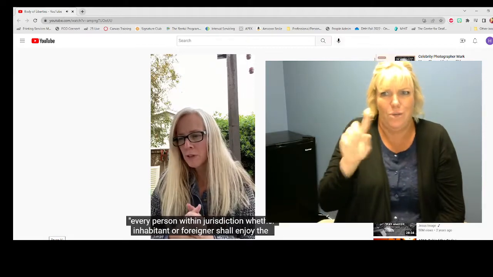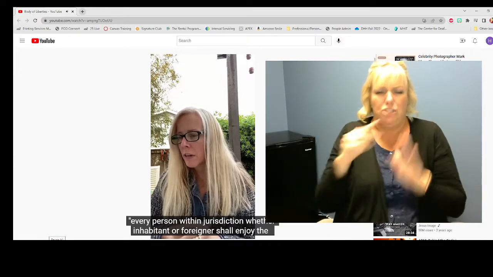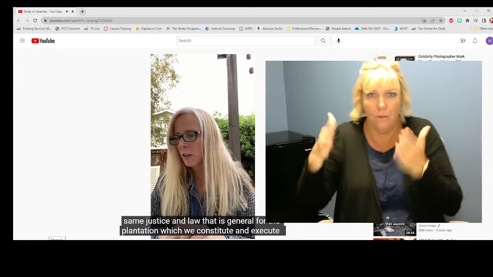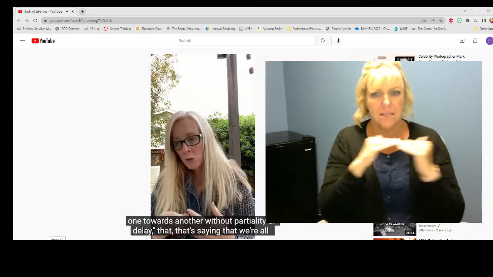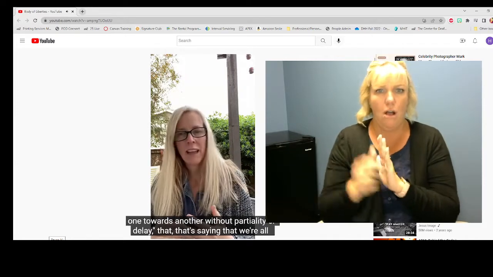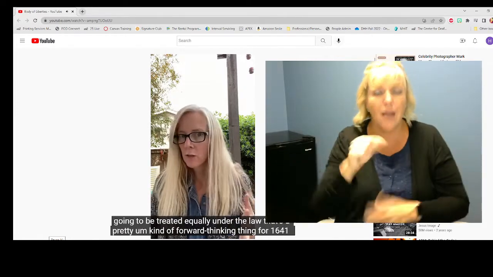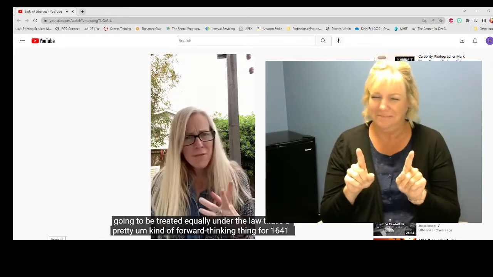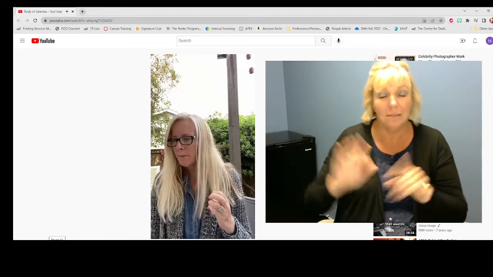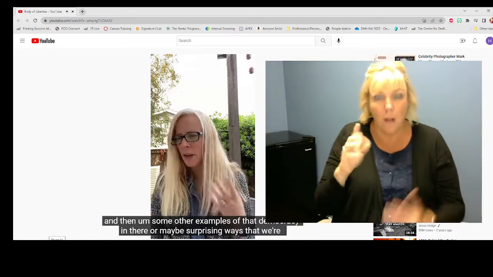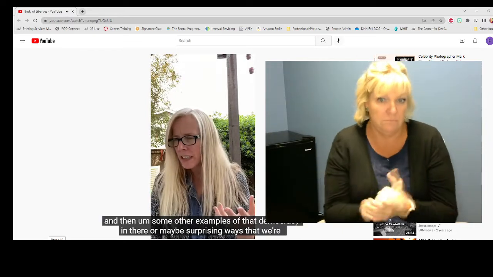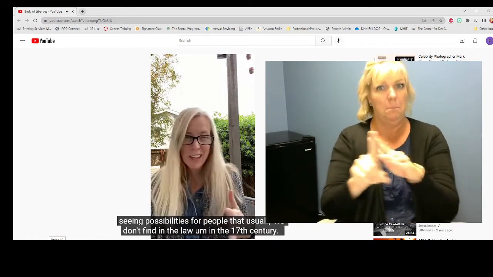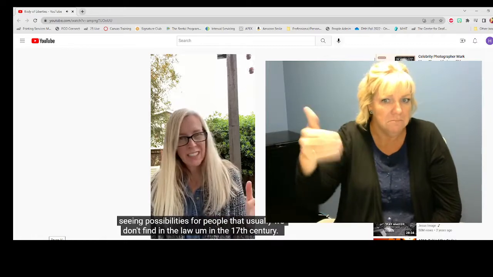Number 2: every person within the jurisdiction, whether inhabitant or foreigner, shall enjoy the same justice and law that is general for the plantation, which we constitute and execute one towards another without partiality or delay. That's saying that we're all going to be treated equally under the law. That's a pretty forward-thinking thing for 1641. And then some other examples of that democracy in there, or maybe surprising ways that we're seeing possibilities for people that usually we don't find in the law in the 17th century.